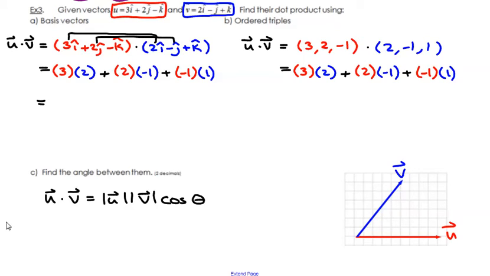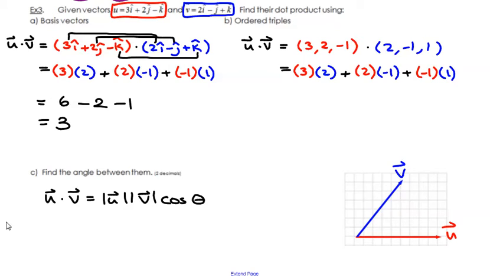So 2 times negative 1, those are my coefficients. J dot J is equal to 1, so I'm not even going to write it. Last one, negative 1 coefficient times positive 1 coefficient is going to be negative 1. And K dot K is equal to 1, so I'm not even going to write it. So the answer, when I simplify it, should equal 3. Notice again, my answer is not a vector, it's a scalar amount.